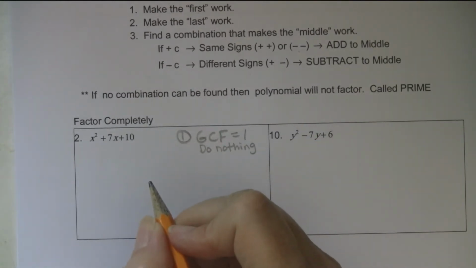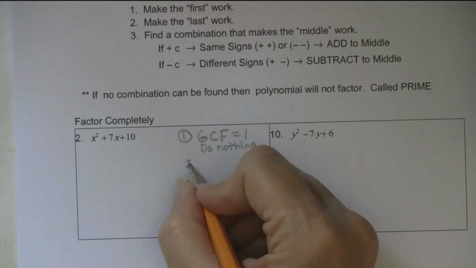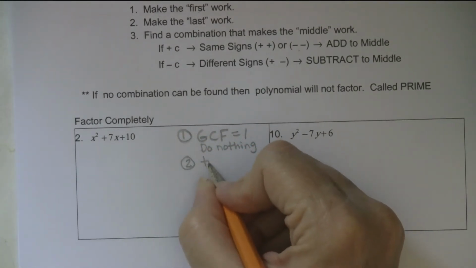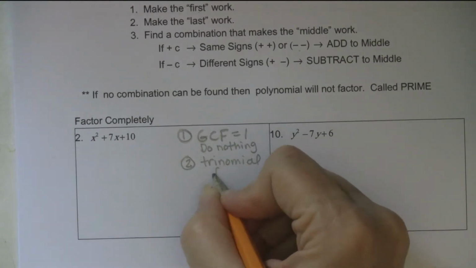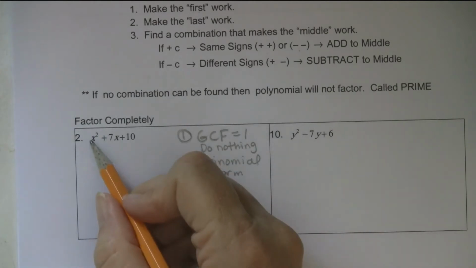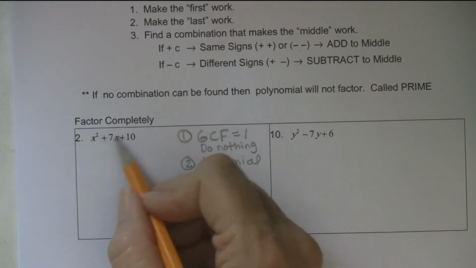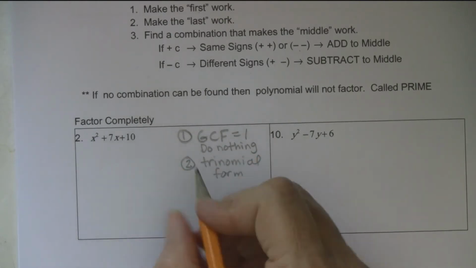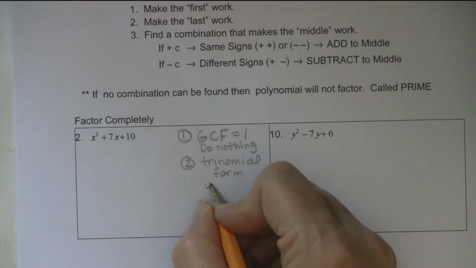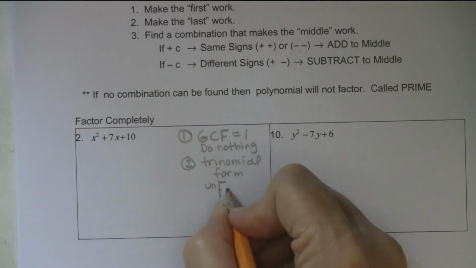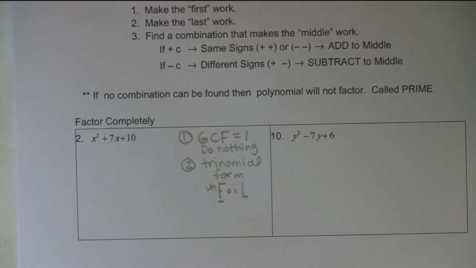Okay? Then you count the terms. 1, 2, 3. So that's called a trinomial, right? So I notice it's a trinomial. So I make sure that it's of the right form, which it is, x squared plus 7x, that's our bx, plus c. So it's of the form. It's in descending order. And so what I do is I go through unfoil. And how I do unfoil is I start by making the first work.